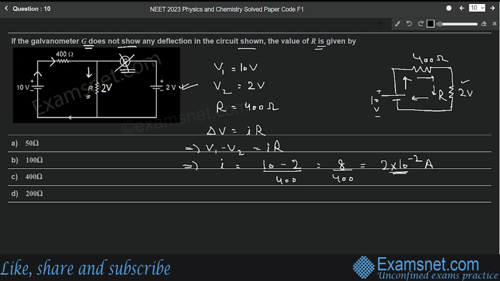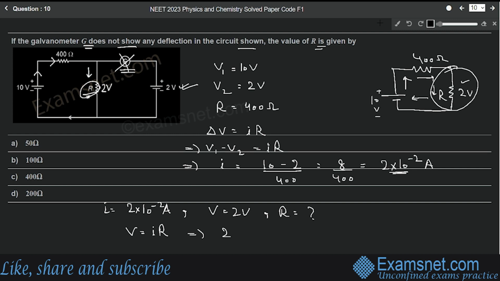Now we have to find the value of R. That means we have to consider this arm only. The same current is flowing through this arm. So current is 2 into 10 to the power minus 2 ampere. Here the voltage will be 2 volt and R is unknown. So we'll use the same thing, that is V equals IR.